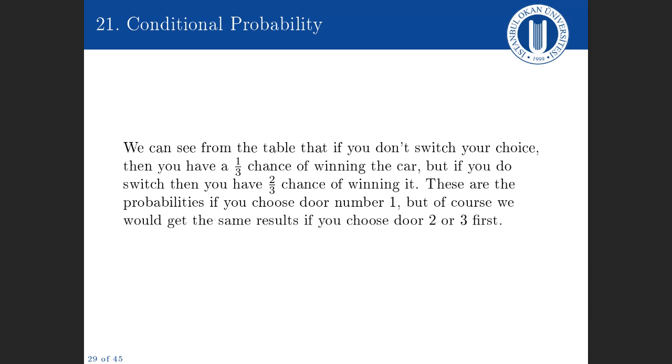We can see from this table that if you don't change your choice, then you have a 1 in 3 chance of winning the car. But if you do change your mind, then you have a 2 in 3 chance of winning it. Now, as I said, these are the probabilities if we start with door number 1, but it doesn't matter. We could do the same type of table if we start with door number 2, or the same type of table if we start with door number 3. And again, the probability would be a third if we don't change our mind, and 2/3 if we do change our mind.